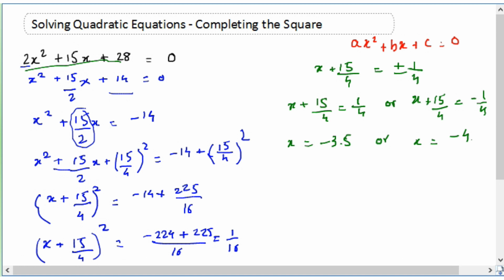Let's try and substitute negative 4 into this. So the square of negative 4 is 16. 16 times 2 is 32. 15 times negative 4 is going to be negative 60, and we have got plus 28 here. Now 32 minus 60 is going to give us negative 28, and negative 28 plus 28 is equal to 0. So that's how we complete the square, and we are going to learn more in the coming videos.